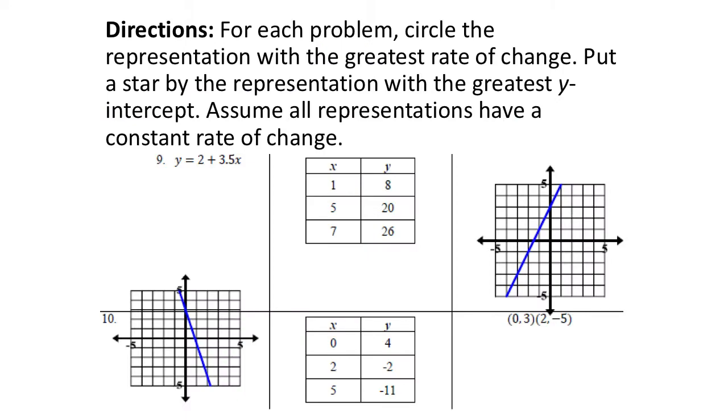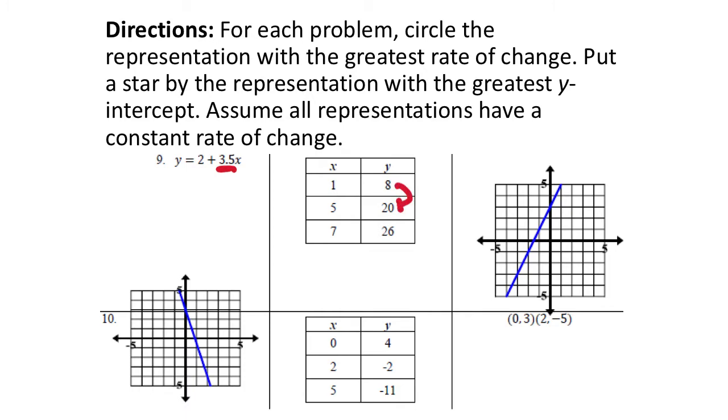So for each problem, circle the representation that has the greatest rate of change. Put a star by the representation with the greatest y-intercept. Assume all representations have a constant rate of change. That's good. So for 9, let's identify the rates of change first. 9 has a 3.5 rate of change. It's just the coefficient of x. That's the slope.